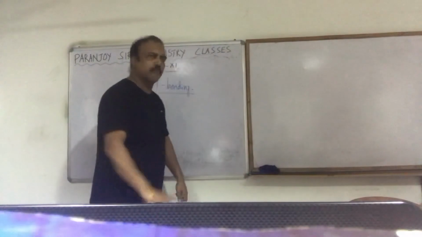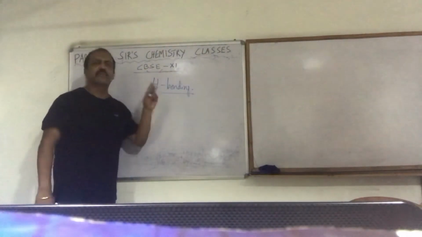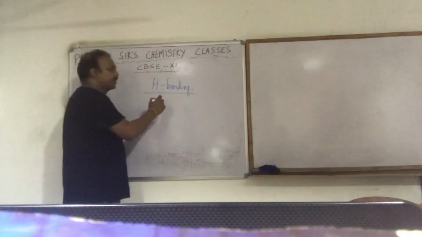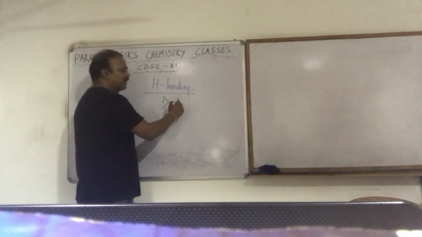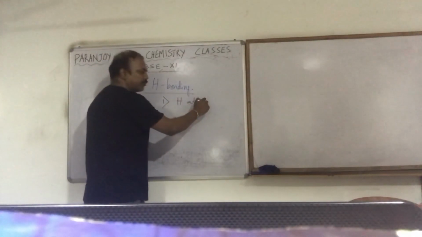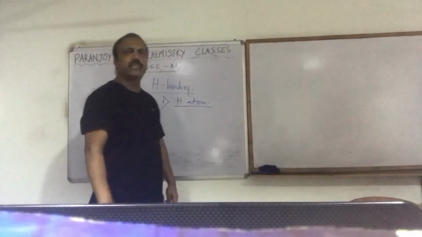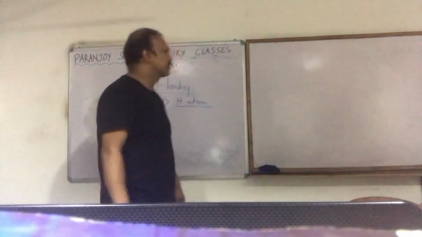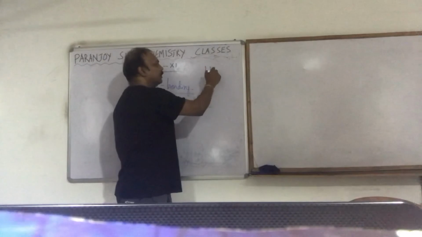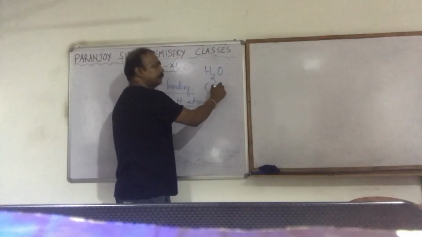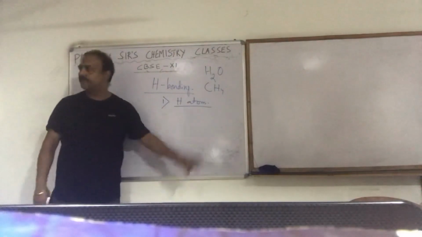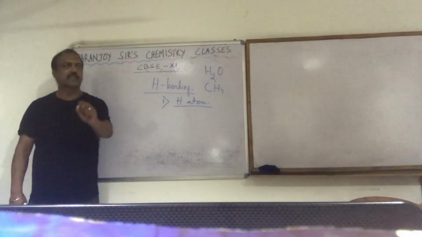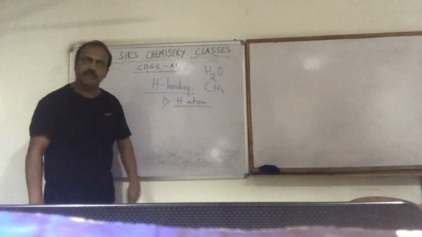What special? There must be two conditions when a molecule will show hydrogen bonding. What are the two conditions? The first condition: the molecule must contain hydrogen atom. Please understand it, the concept should be very clear. I am just taking two examples, H2O and CH4. The first condition is fulfilled by both of them. Both of them have hydrogen atoms.